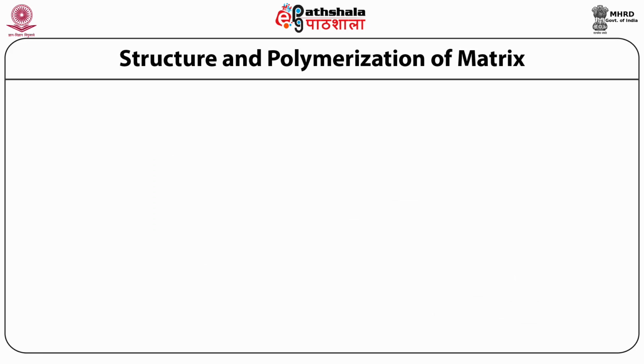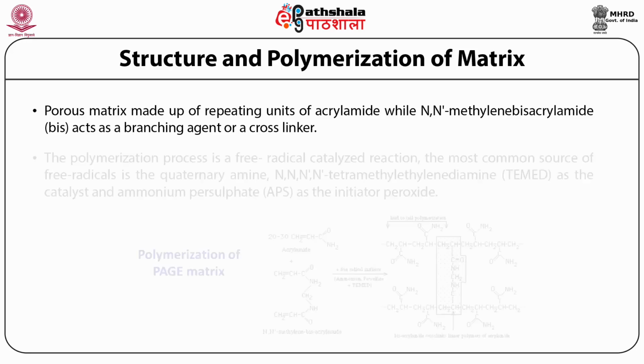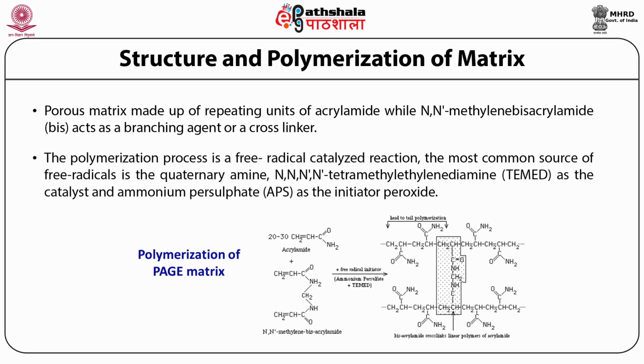Electrophoresis of proteins takes place on a porous matrix made up of repeating units of acrylamide, while N,N-methylene bisacrylamide acts as a branching agent or the crosslinker. When a mixed solution of acrylamide and crosslinker monomers copolymerize into long chains that are covalently cross-linked, a polyacrylamide gel is formed. These gels are physically tougher than agarose gels, and the polymerization process is also more complex. The polymerization itself is a process that is initiated by a free radical catalyzed reaction.